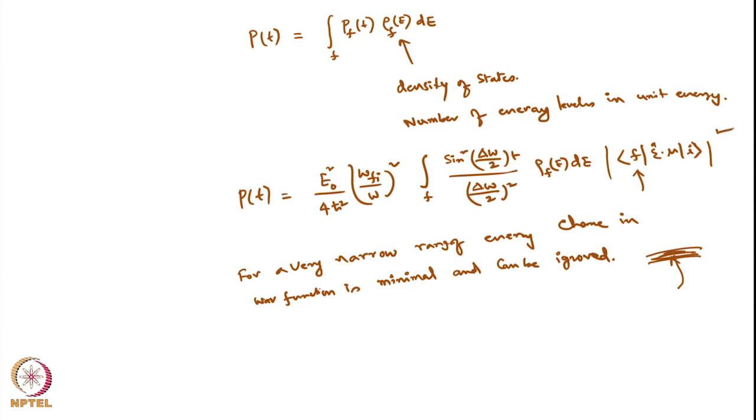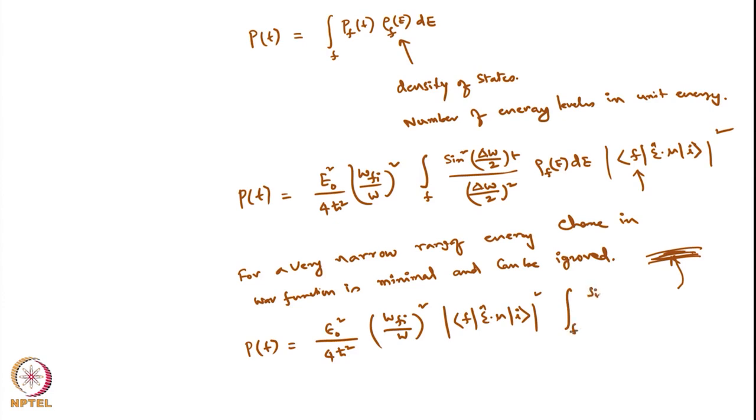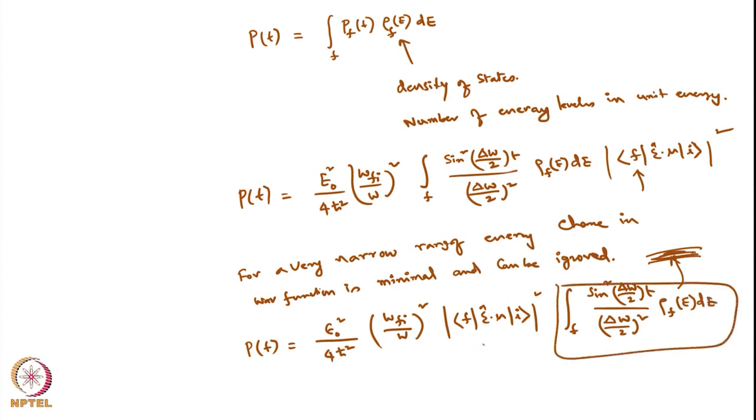So I am going to slightly rewrite this. P of t is equal to E naught square by 4 h bar square, omega Fi by omega square, modulus of F epsilon dot mu I whole square, integral over F of sine square of delta omega by 2 times t, by delta omega by 2 whole square, rho_F(E). That is the integral I need to evaluate. And this I told you is a constant, because the wave function F in an average sense is already defined.